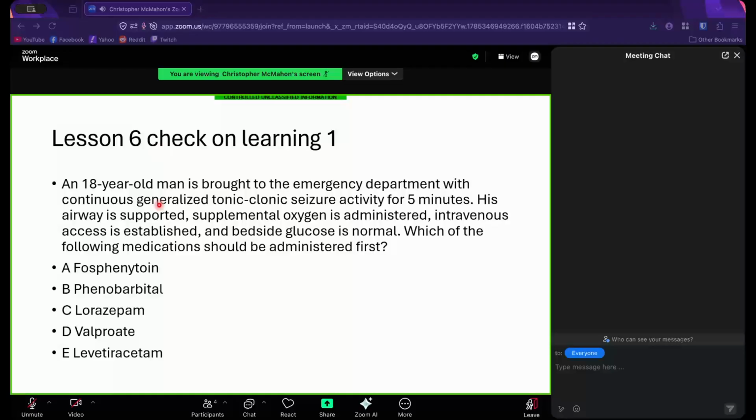But I know this has drugs. I know we're going through pharm, and you're like, oh, please, no drugs. I'm going to show you a secret, because I'm going to test on drugs without it being a drug question. I got an 18-year-old male brought to the emergency department, continuing generalized tonic-clonic seizure after about 5 minutes. Airway supported, supplemental O2 is on board, intravenous access is going, and bedside glucose is normal. Which of the following medications should be administered first?